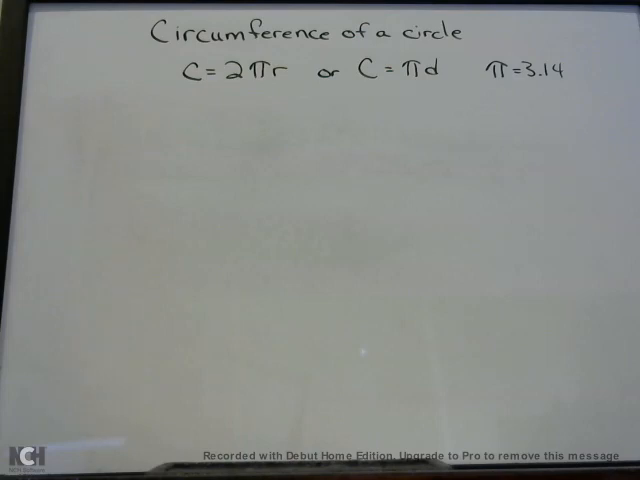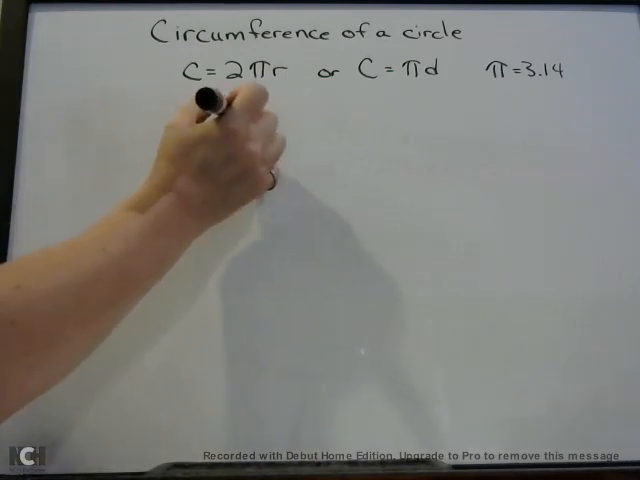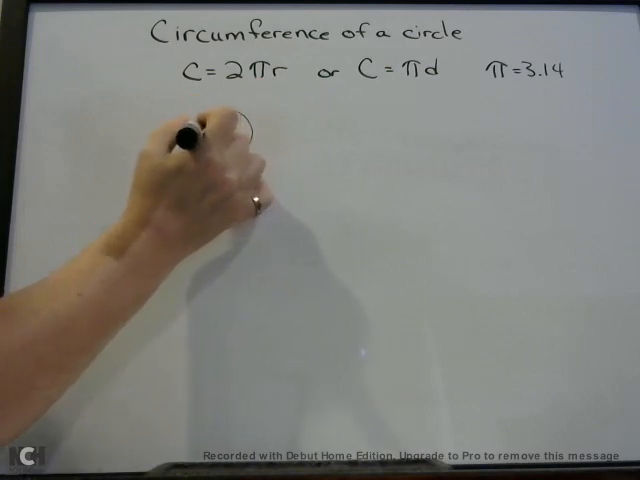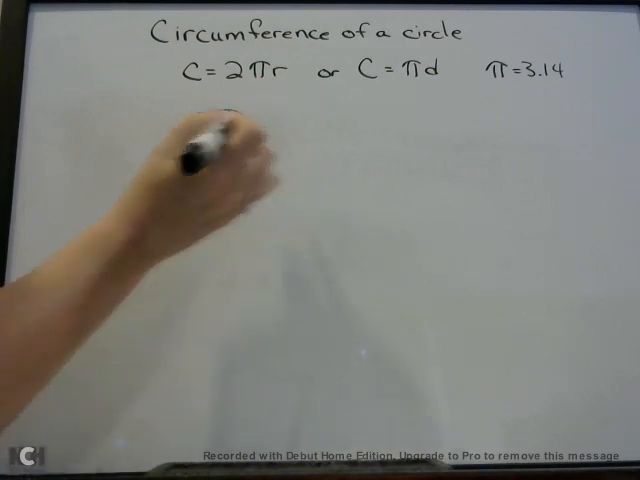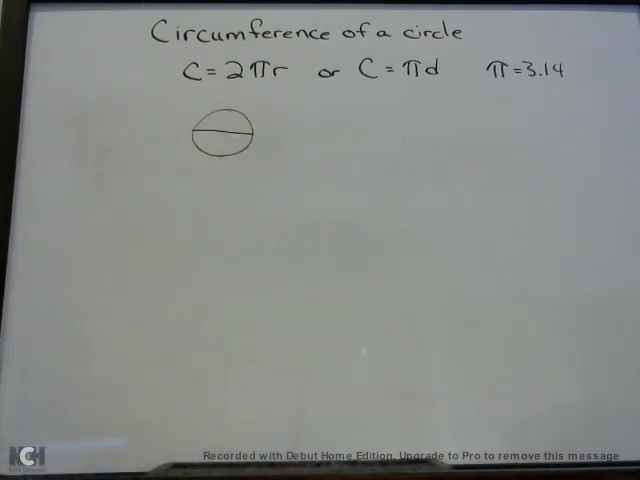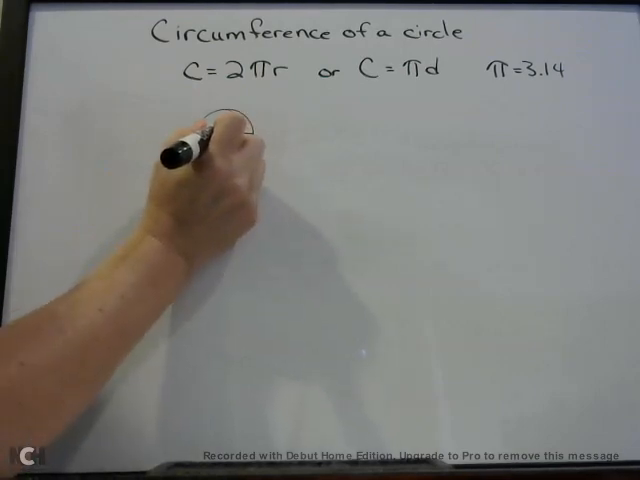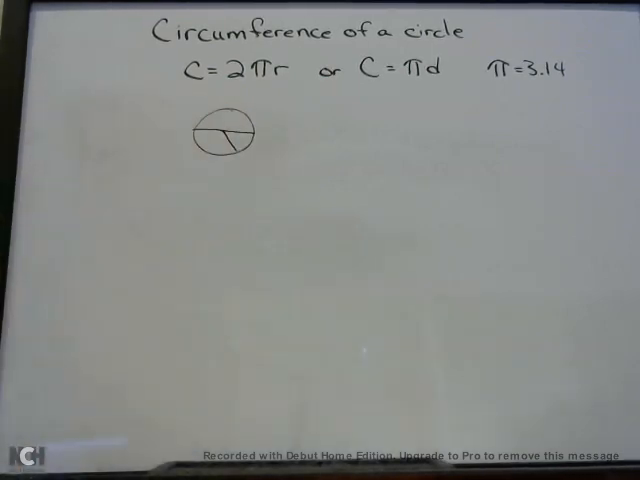So we see that there are two formulas, but really if you understand radius and diameter, you'll see that they're really the same formula. Remember, in a circle, the diameter is the distance from one side to the other going through the center of the circle. The radius is just from the center out to the edge of the circle. So we know that the radius is half of the diameter, or the diameter is 2 times the radius.